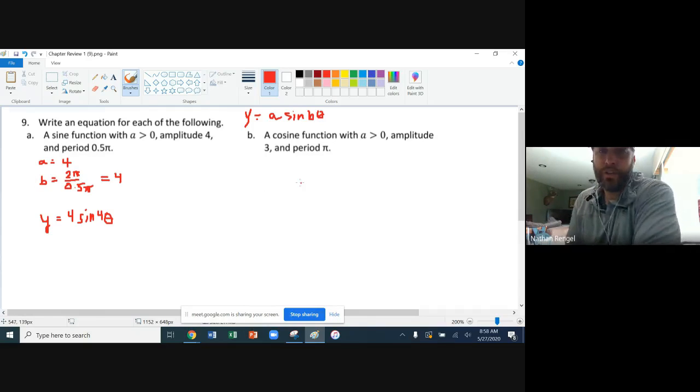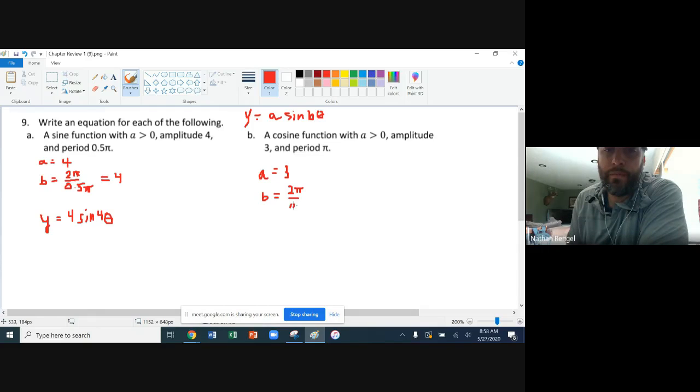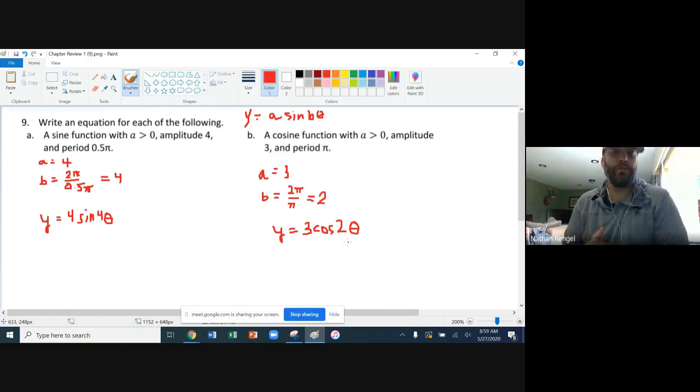Over here, we'll look at a cosine function with an amplitude of 3 and a period of pi. And same as before, that period, pi, is not your b value. You got to take 2 pi over pi. Pi's will reduce out. You're left with 2. So that gives us y equals 3 cosine 2 theta. And there would be our two equations.